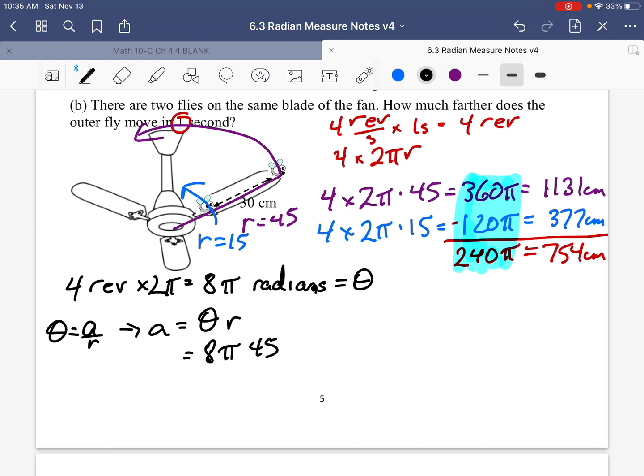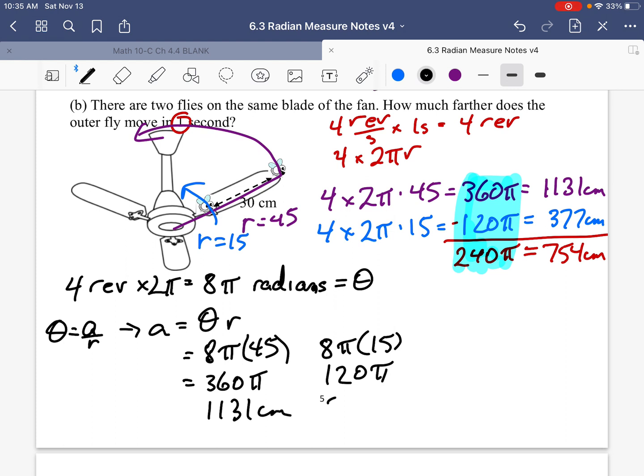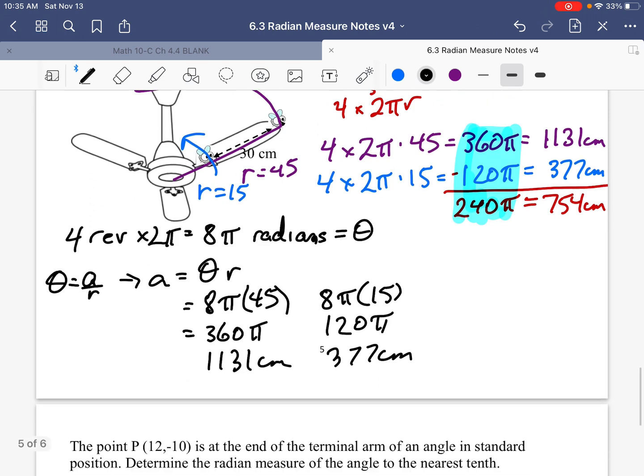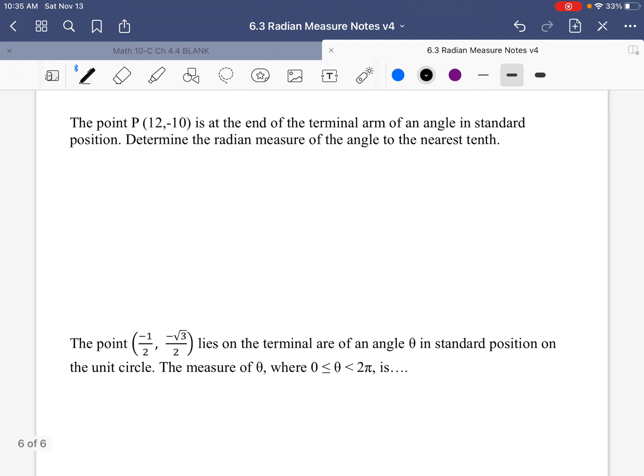8 pi times 45 is 360 pi, and 8 pi times 15 is 120 pi. And you see we get the exact same numbers. This is 1131 centimeters. This is 377 centimeters. Okay? So more than one way to do it. Note, you have to calculate more than one arc length.